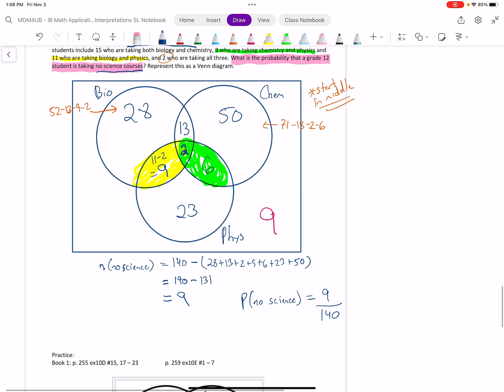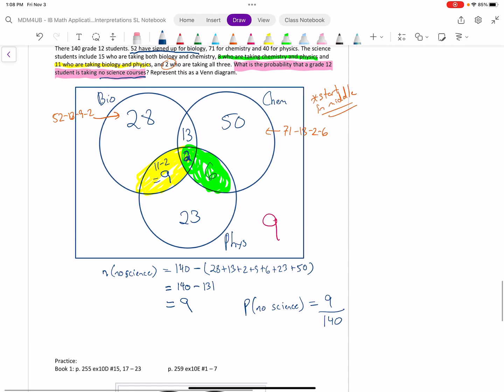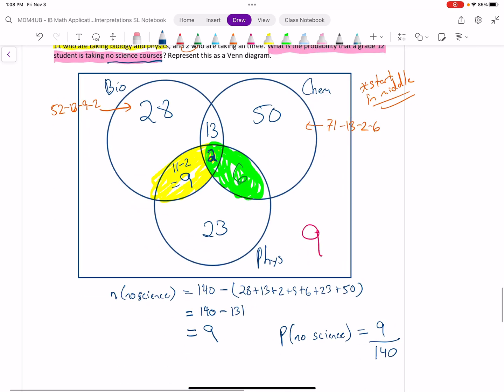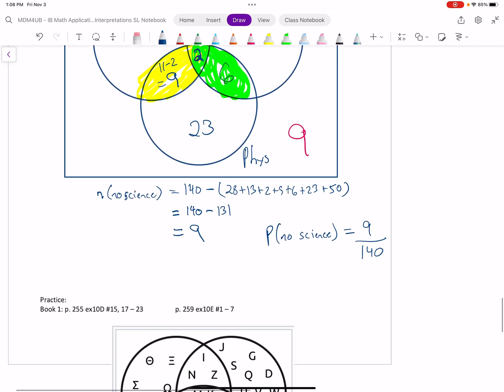So these 3 set Venn diagrams, it may come up on an IB exam. It has come up in the past few years. So good to be able to do, and they're not super difficult. So good to practice and try them out.